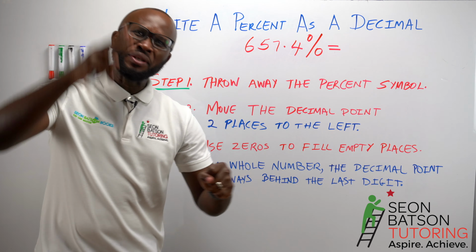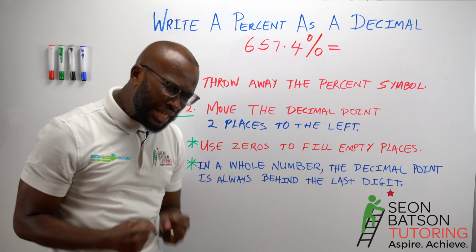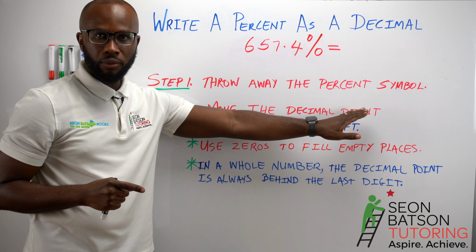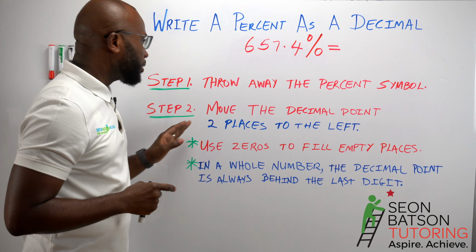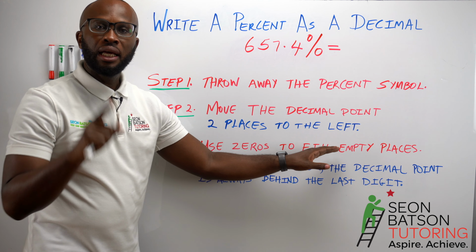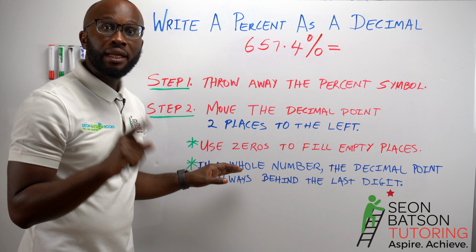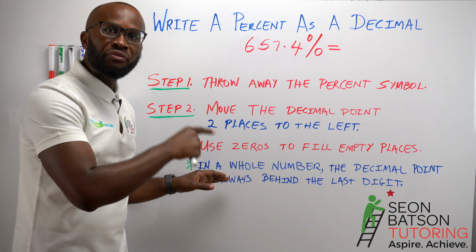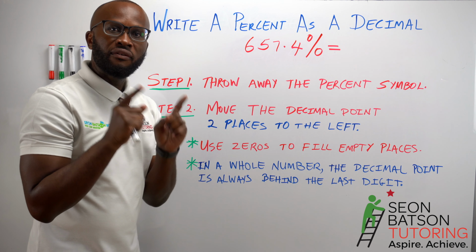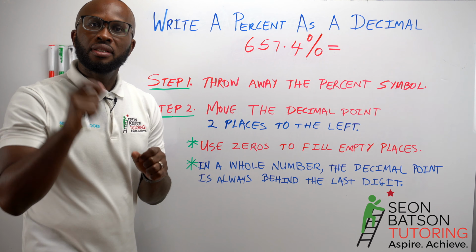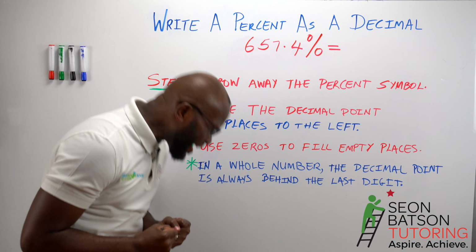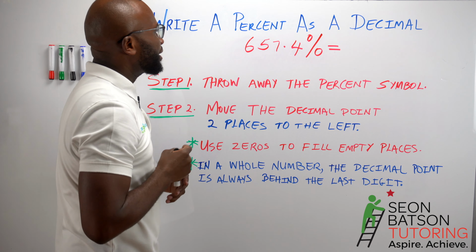2 simple steps will help you master the skill. Again, step 1, we will throw away the percent symbol. And step 2, we will move the decimal point 2 places to the left. And always remember, if there are any empty places after moving the decimal point 2 places to the left, we will fill those empty places with zeros. Get the idea? So far, so good? Perfect, perfect. Let's go to our first example here.